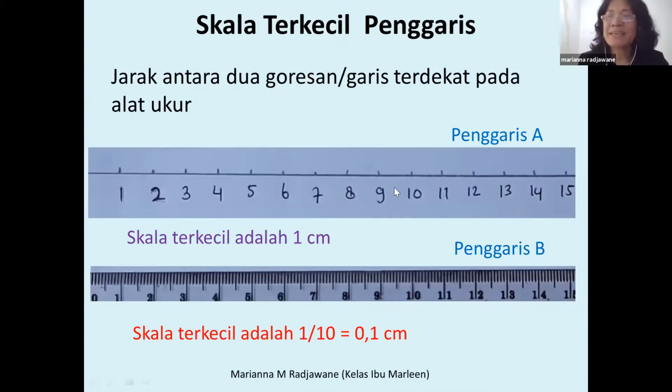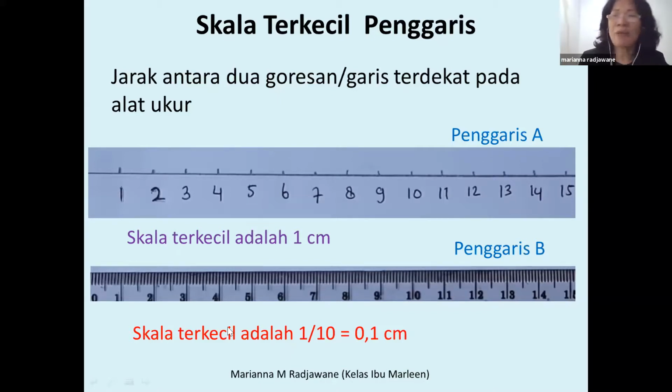B is more precise than A. They can answer this absolutely. I'm asking them, if I give you these two types of rulers, which one do you want to use to measure? Then all of them said, I want the second ruler, Miss. Pokoknya mau pakai yang kedua, penggaris kedua. Saya mau pakai penggaris kedua. Kenapa? Karena ini lebih jelas, katanya seperti itu. That's what they say.